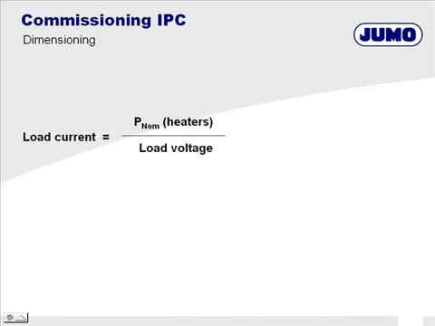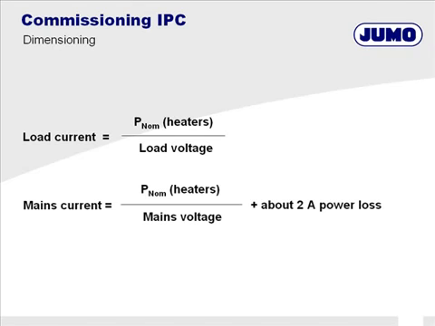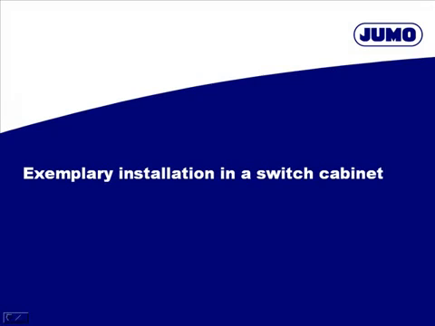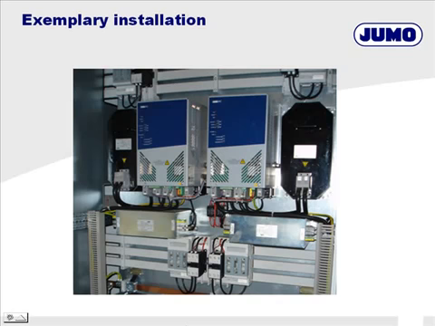The load current of the IGBT power converter results from the nominal power of the heaters divided by the load voltage. For dimensioning the supply line and the EMC filter, you have to keep in mind that the mains current results from the nominal power of the heater divided by the mains voltage. The picture shows an example of how to install a 200 amp power converter with a 200 amp choke and the 100 amp EMC filter.